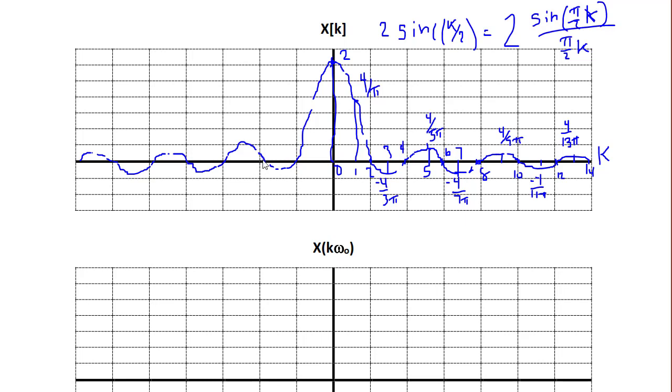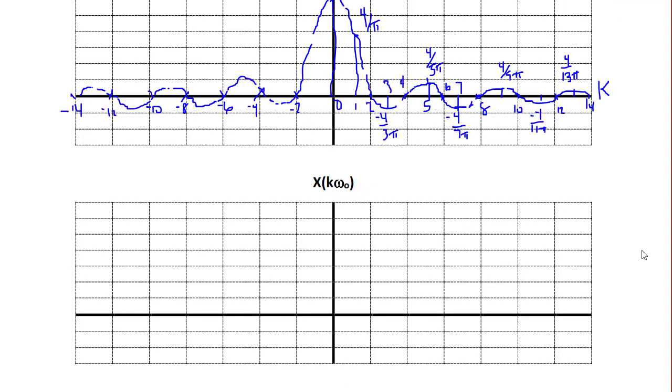So this is symmetric, so although I won't show them on the other side, it has even symmetry. So all the values would be on the other side, where once again the zero crossings would be at -2, -4, -6, -8, -10, -12, and -14. So now what if we do the magnitude spectrum in terms of omega?